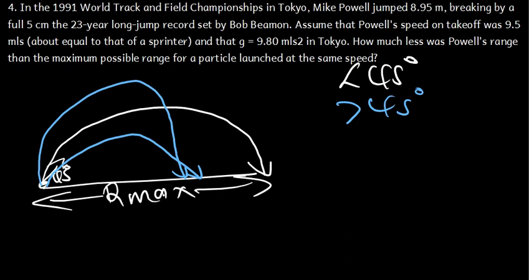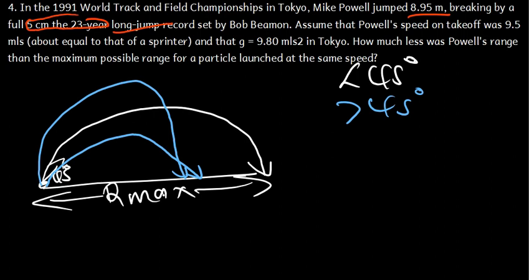Now, if we read this question carefully, this person jumped 8.95 meters. So is this the vertical distance or horizontal distance? They are saying that it was breaking the record by a full 5 centimeters. So this was just the record which this person was breaking. Now they are saying that it is long jump. If you think of long jump, that is the horizontal distance, so that is the range.